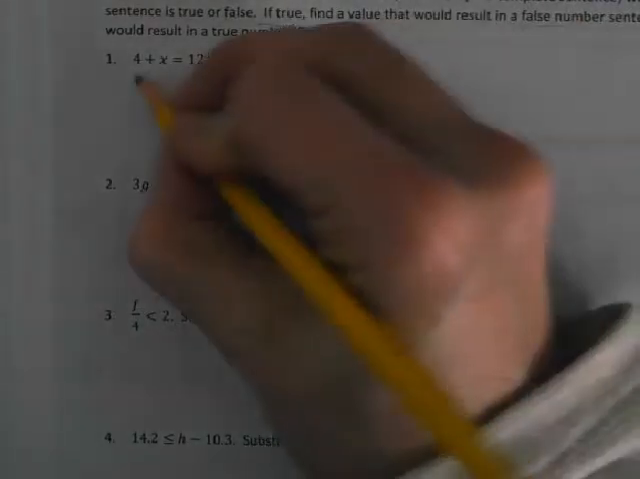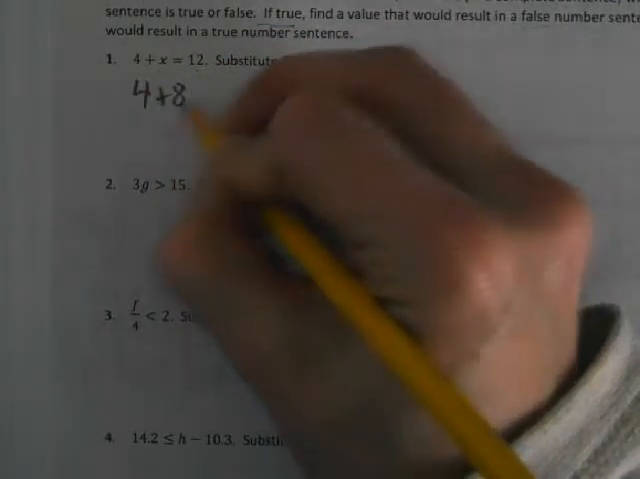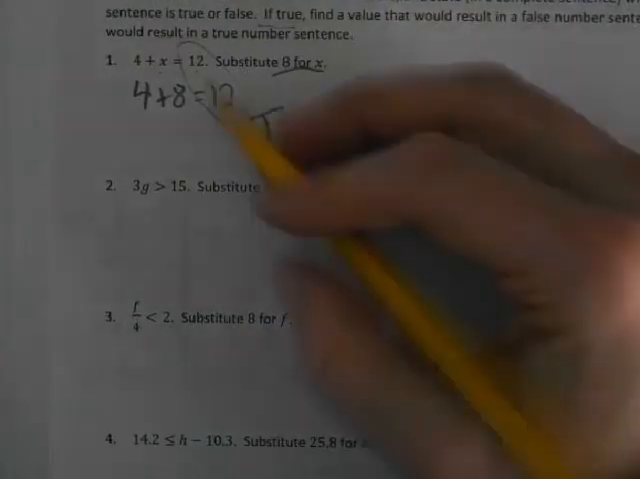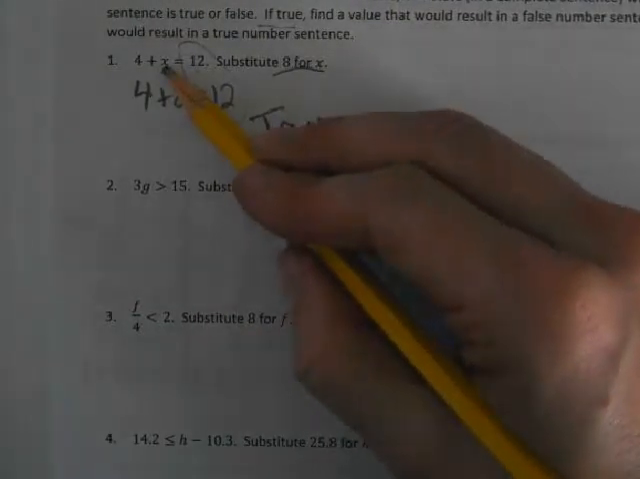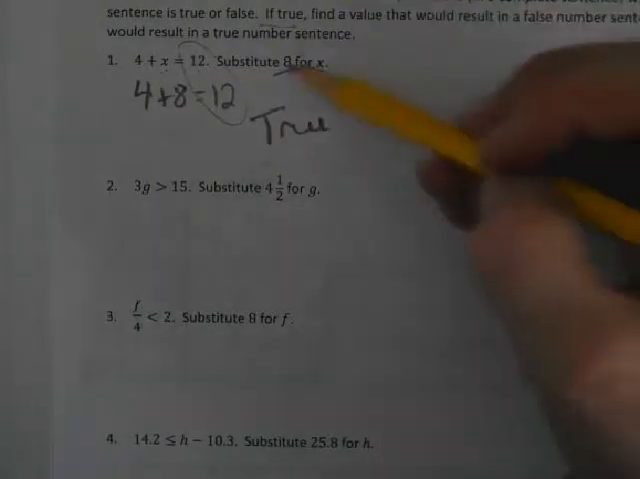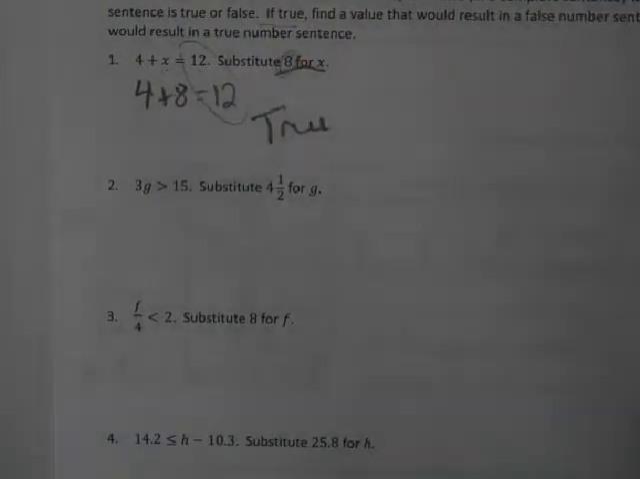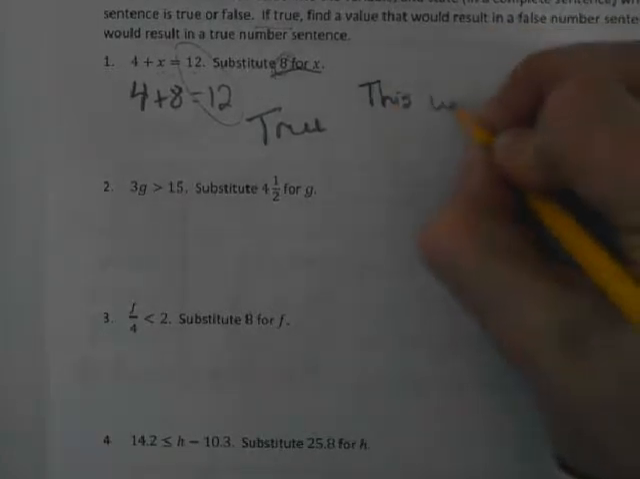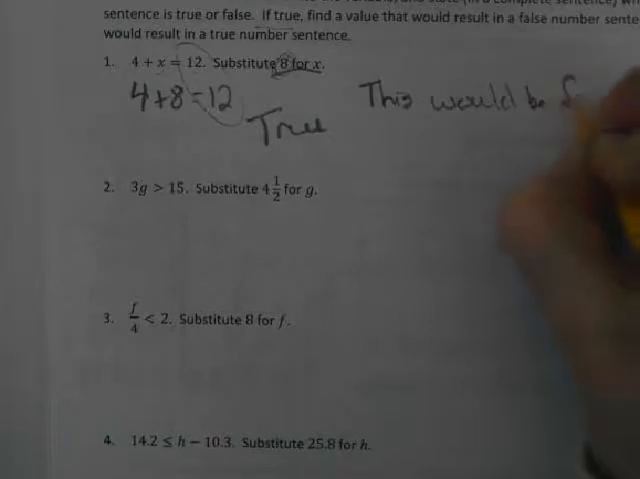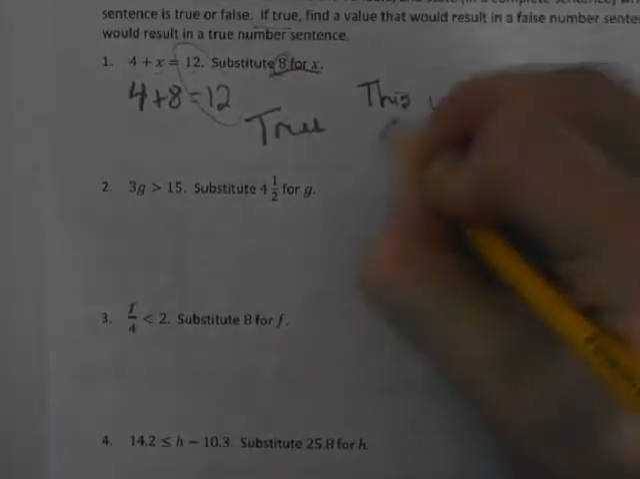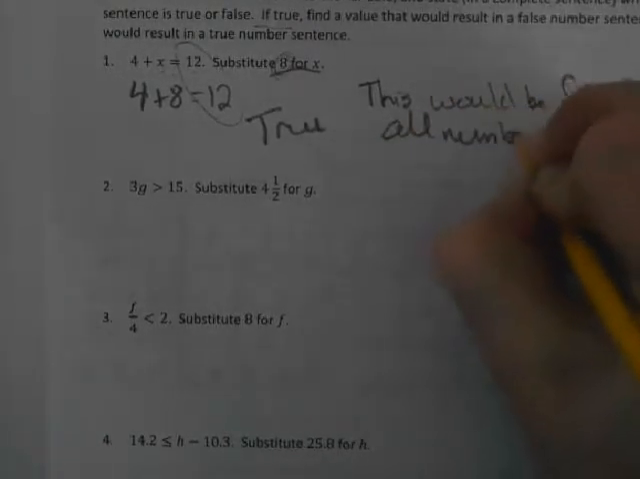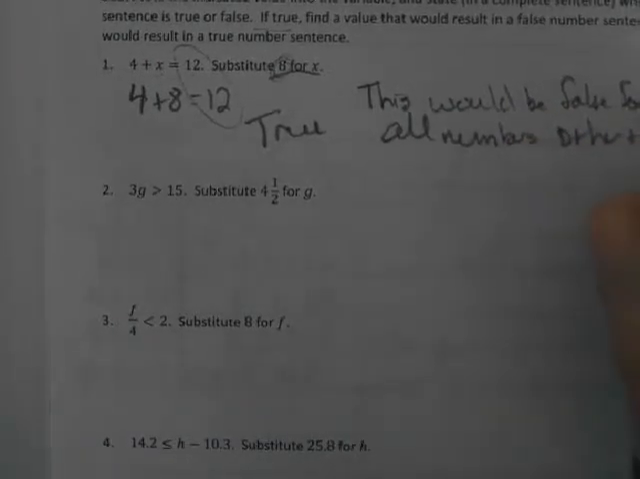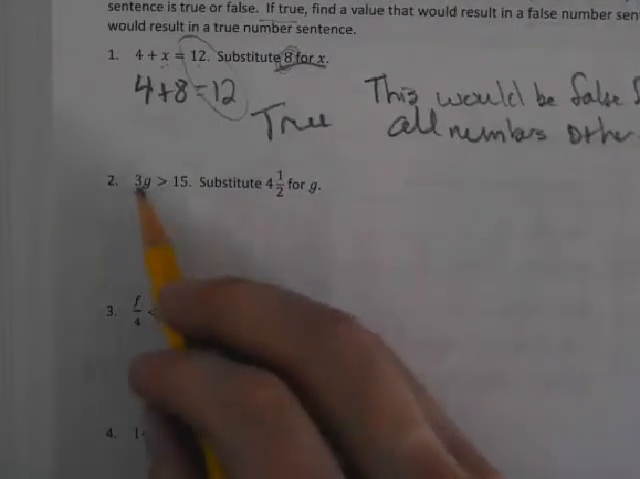So we have 4 plus x equals 12. It says substitute 8 for x. And so that means 4 plus 8, and we're going to solve that. That equals 12. That's the same. So this is true. And this would be false if this was a 5, or if it were a 4, or a 9. Basically, if it's any number other than 8, it would be false. So this would be false for all numbers other than 8.